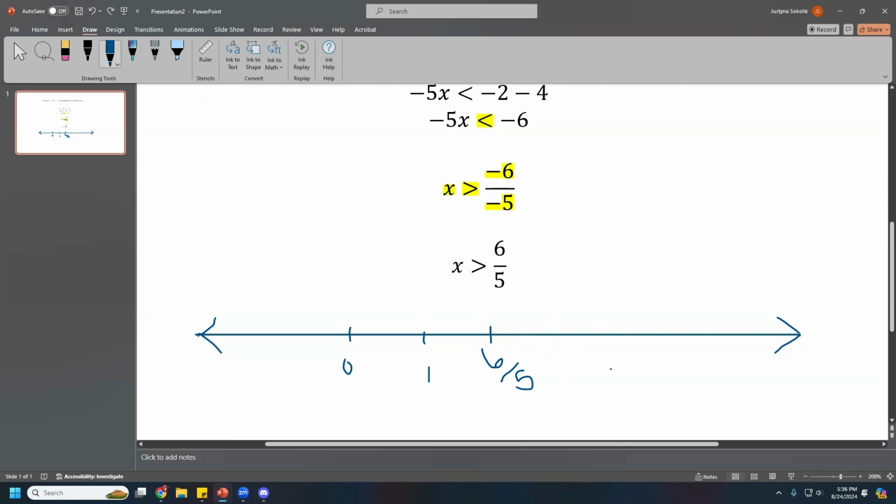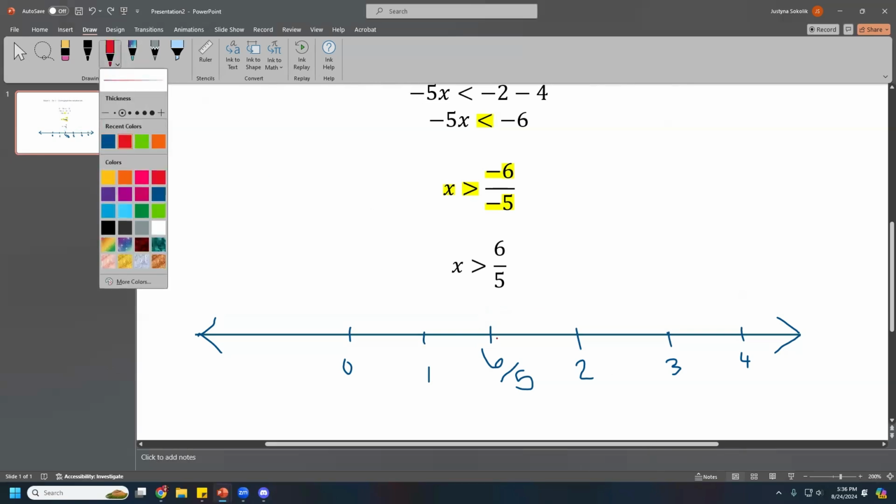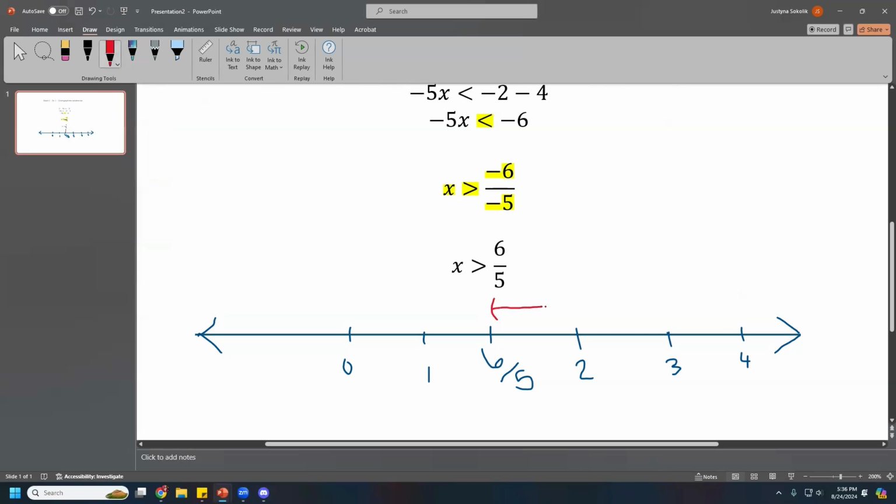So numbers that are bigger than 6 over 5 would be like over here. Here's like 2 maybe, here's 3, and so on. All these are going to be numbers that are bigger than 6 over 5. So I'm going to go ahead and put my parentheses here, and I'm going to put an arrow going in the direction of numbers that are bigger than 6 over 5. Better yet, I'm going to go ahead and make this a different color so it stands out a little bit more. Parentheses like this. And this is how you graph the solution set.